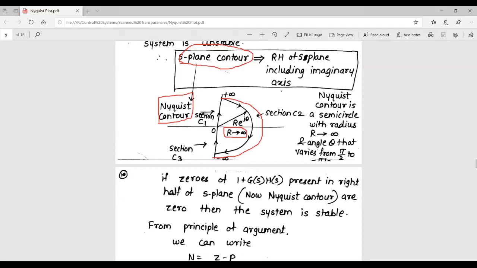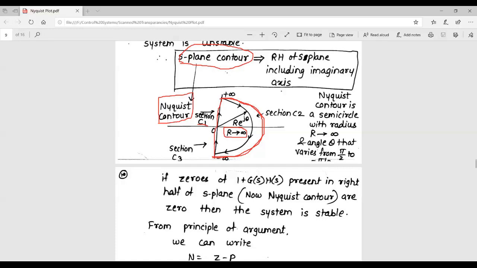Angle that it forms, right? So now there are various sections. The section which is represented as C1 is from 0 to plus infinity. Then the next section C2 is nothing but this plus infinity to minus infinity, but in semicircular form. And the third section is from minus infinity to 0, right?